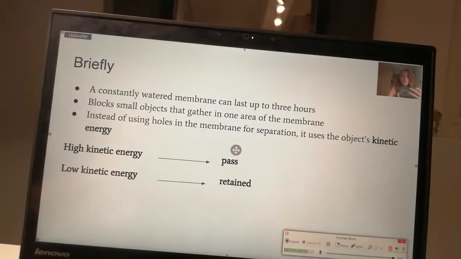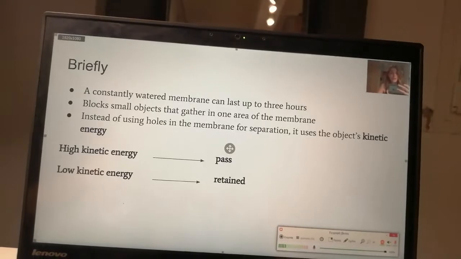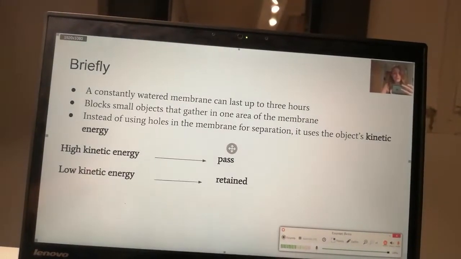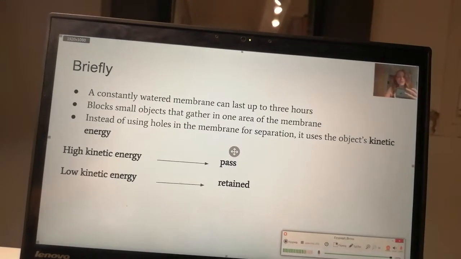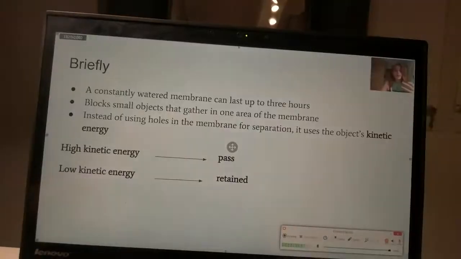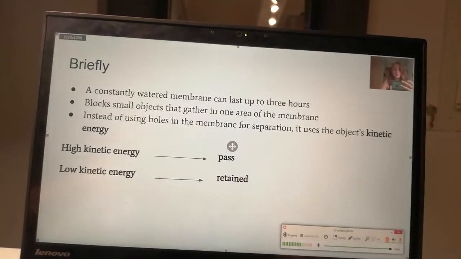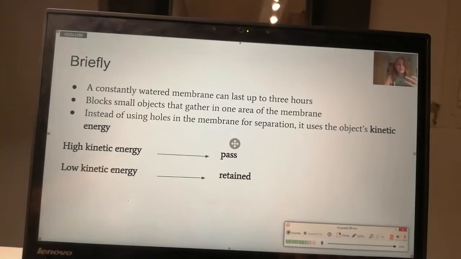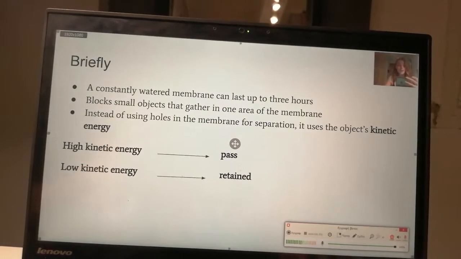It blocks small objects that gather in one area of the membrane, and instead of using holes in the membrane for separation, it uses the object's kinetic energy. So if an object develops a high kinetic energy, it will pass through the membrane. However, if it maintains a low kinetic energy, it will only be retained.